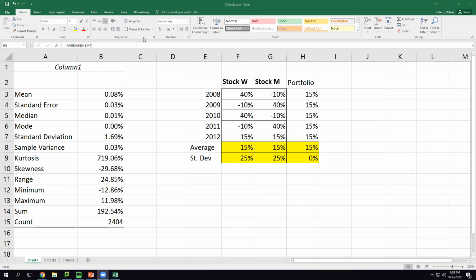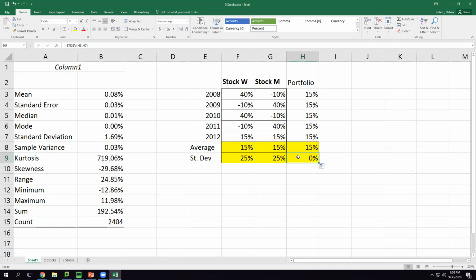Did you get the same numbers? Yeah, I did. Okay, so it's 0% right here. Yeah, for the standard deviation. So the standard deviation of your portfolio is 0, which means you literally eliminated the whole risk.